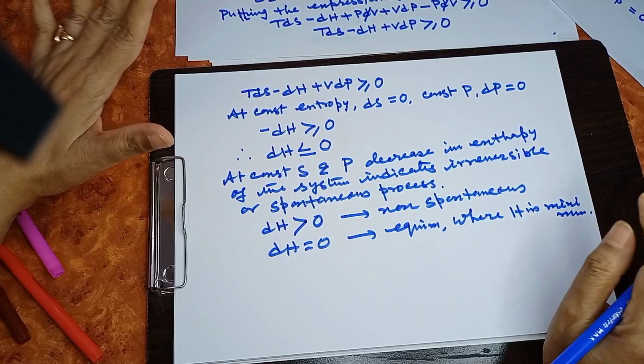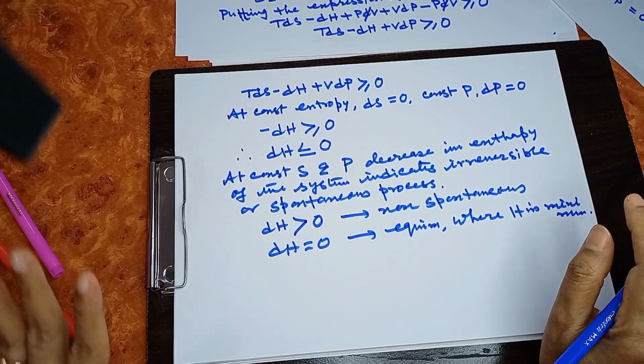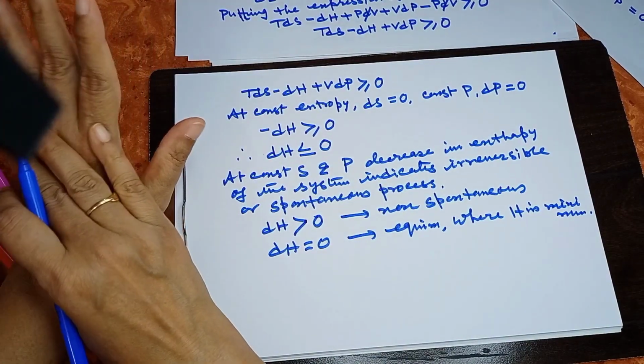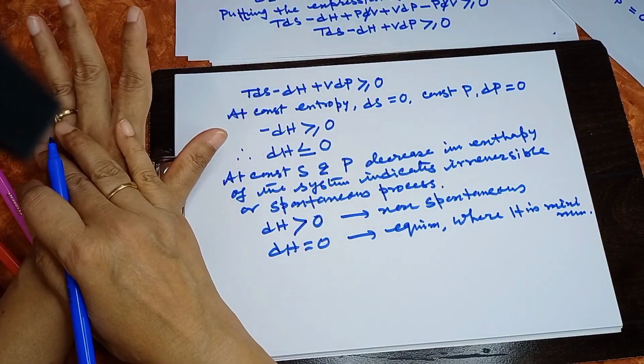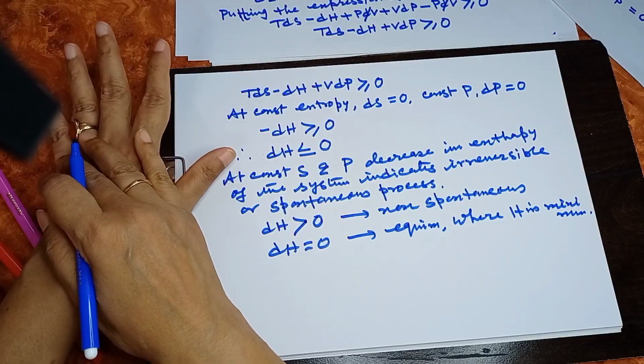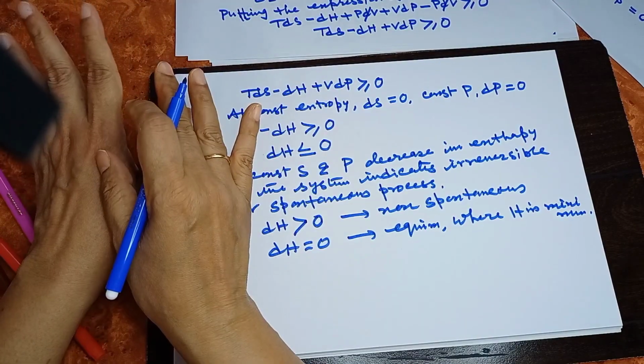So these are the conditions for spontaneity in terms of entropy, work function, energy, Gibbs free energy and enthalpy with respect to the system only.